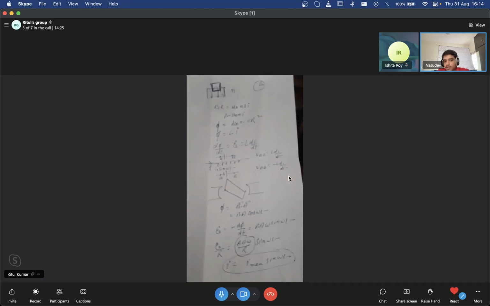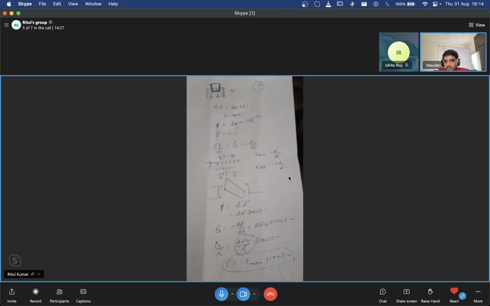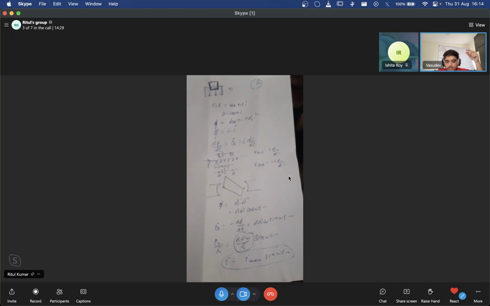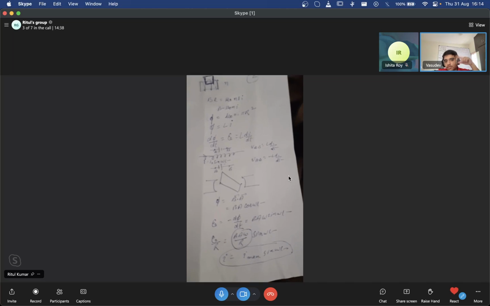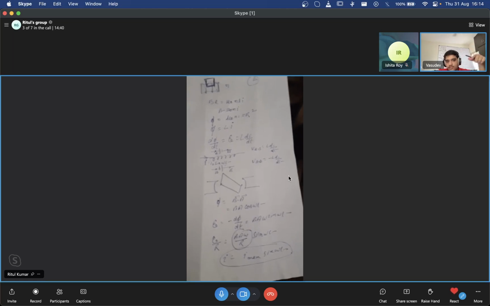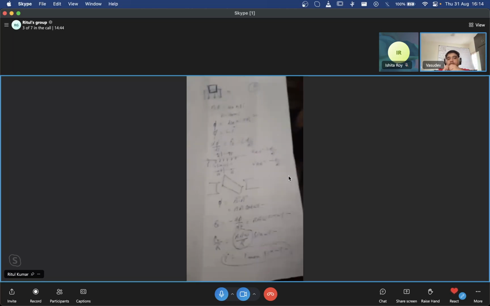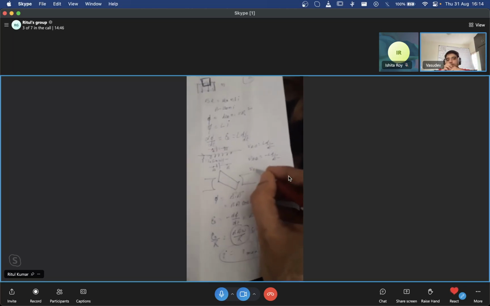Okay, so initially the current is increasing, so the inductor wants to oppose that. Correct. So the potential increases across from A to B. Yes, yes. All right. Okay, fine. I get it. So the correct equation now I need to bring to you.